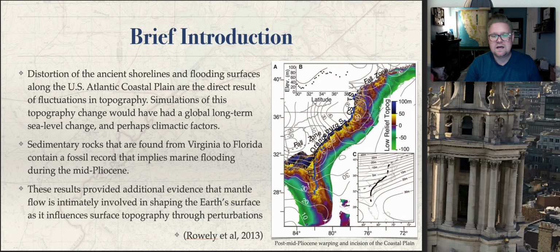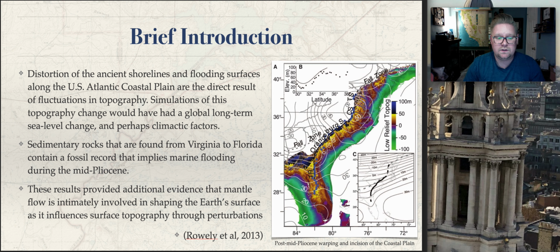So as we can see, a distortion of ancient shorelines and flooding surfaces along the U.S. Atlantic coastal plains are direct results of the fluctuations in topography. So topography is able to change, the landscape is able to change a lot of different ways. One in particular is going to be eustatic rebound. So just the idea of when you have ice pushing down and it popping back up, so just kind of having that push and pull factor.